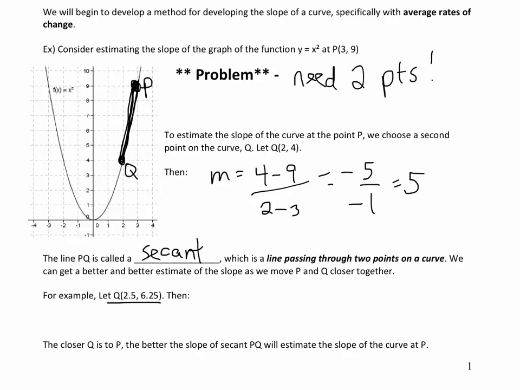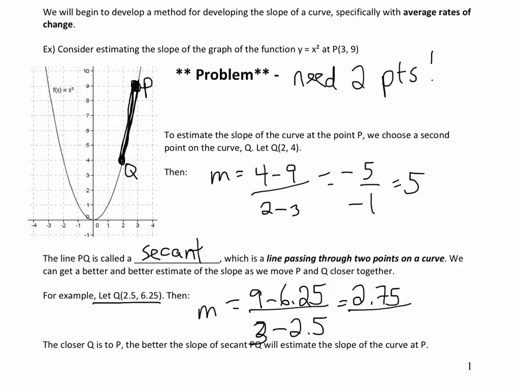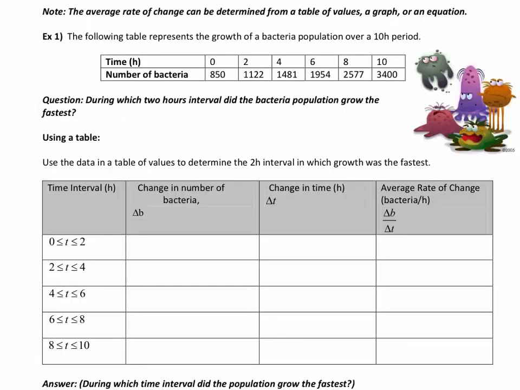Now let's, for example, do Q is 2.5 and 6.25. Then the slope would be 9 minus 6.25 over 3 minus 2.5. That would give us 2.75 over 0.5, which gives us a slope of 5.5. A little bit better of an estimate of the slope of the curve at the point P. The average rate of change can be determined from either a table of values, a graph, or an equation.